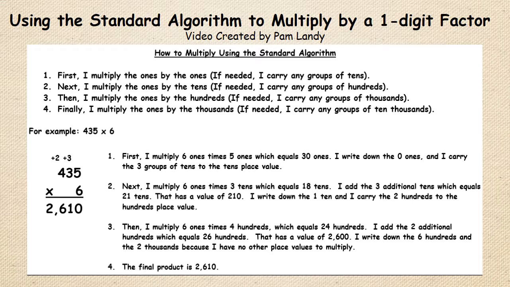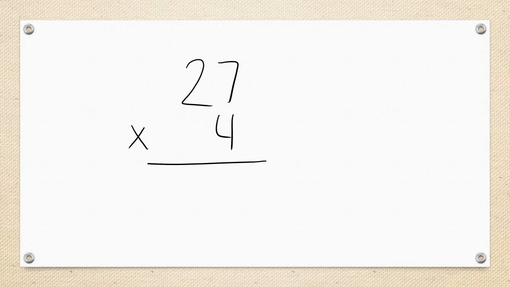Now, let's practice a couple more problems on the next screen. You'll notice we have solved these problems you're about to see in the first video using the area model method. Now it's time to solve them using the standard algorithm. I'm going to multiply 27 times 4 using the standard algorithm.